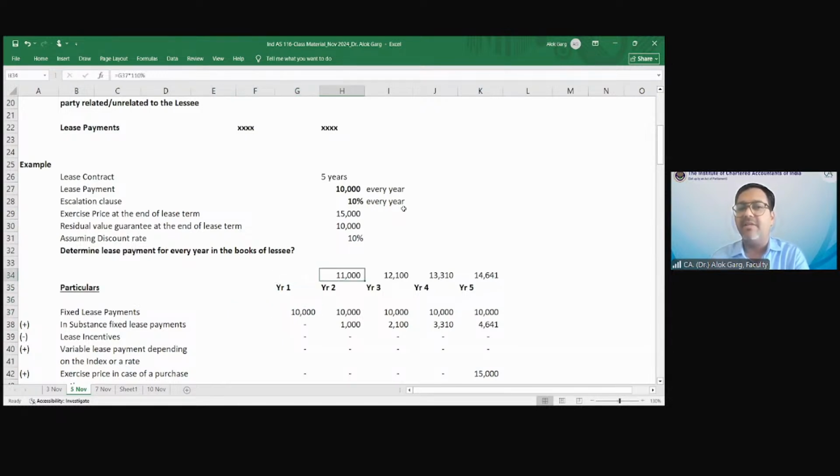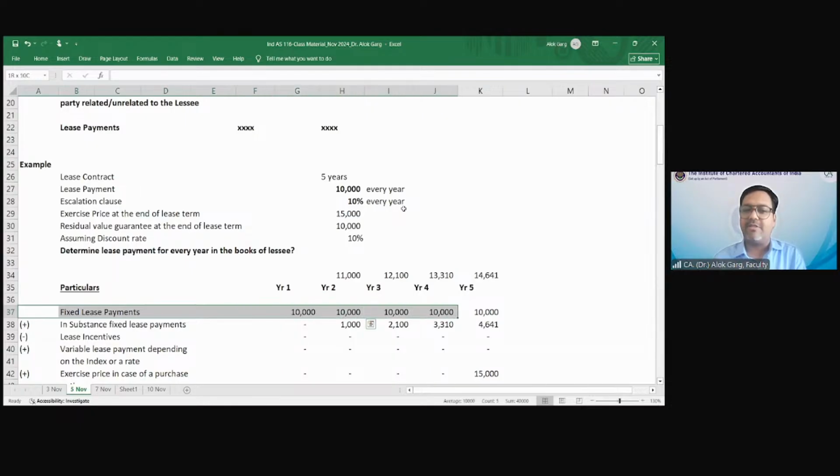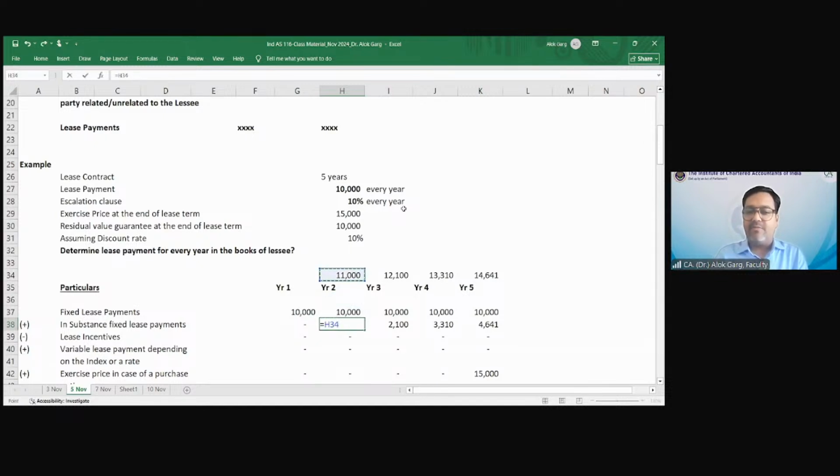With a 10% escalation, how much will it be? 110% of 10,000, right? What will it be in the third year? In the third year, 110% of the 11,000. In the fourth year, 13,310. In the fifth year, 14,641. This is simple, right? What is my fixed lease payment in all the years? 10,000 in the first year. Second year, 11,000 minus 10,000. Third year, 2,100. Is this calculation clear?